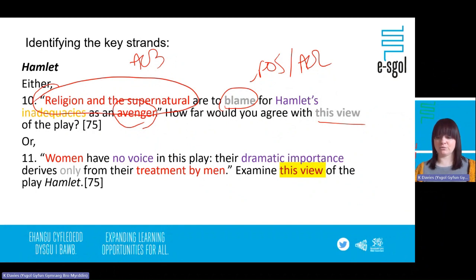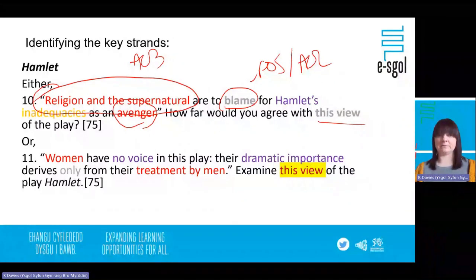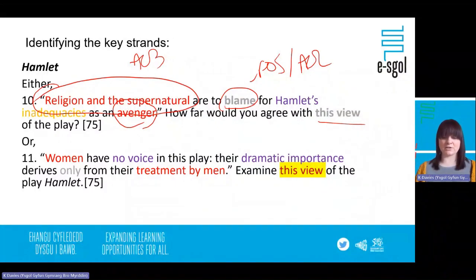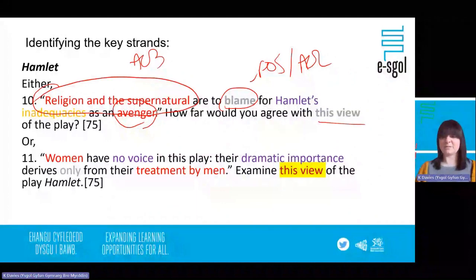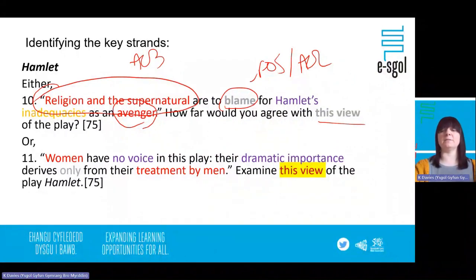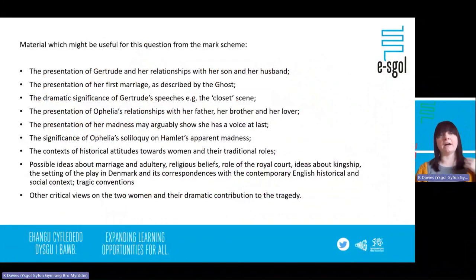So again, AO2, we could be thinking about here with regards to the play on stage. And then you've got this link to this idea of the treatment by men. Again, AO3 is possibly looking at the kind of patriarchal, misogynistic society, all right? So what you've got here is for the women question, okay? So women have no voice in this play. Their dramatic importance derives only from their treatment by men.